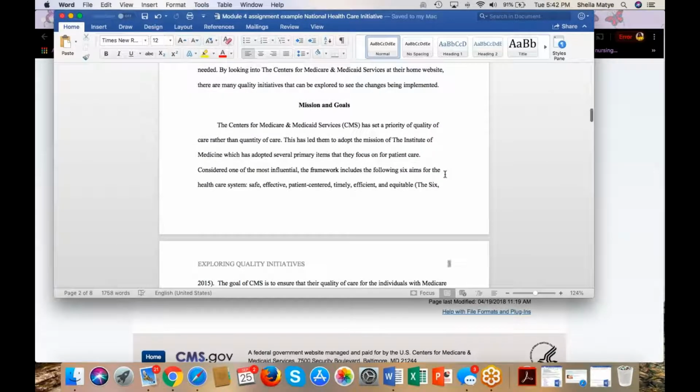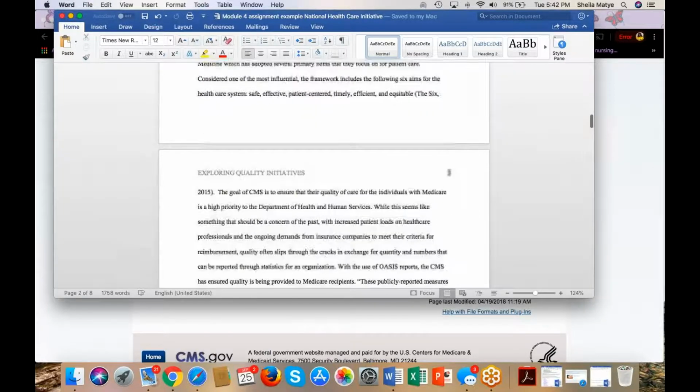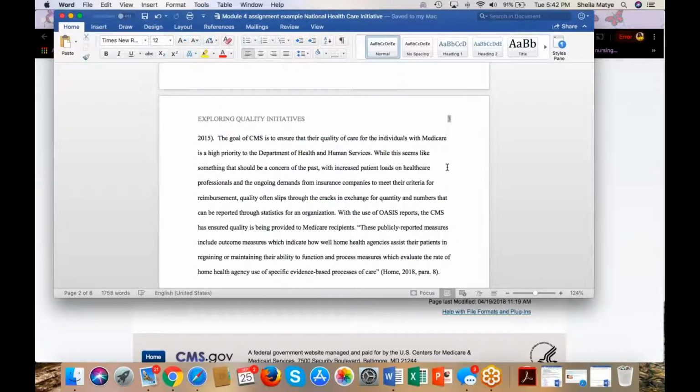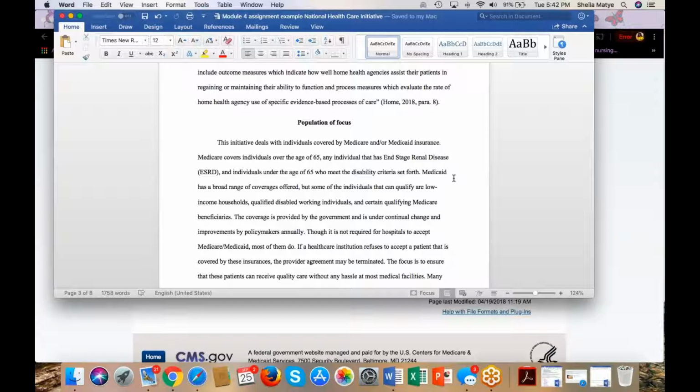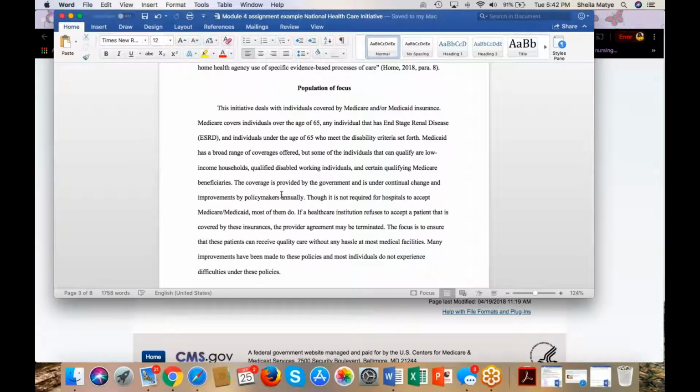So then mission and goals. So here it talks about Centers for Medicare and Medicaid Services has a set of priority of quality care rather than quantity of care. Institute of Medicine, IOM. So it just talks about the 6 aims of the IOM and their goal. Okay. Population of focus. Individuals covered by Medicare and Medicaid insurance. And then they could talk more about those patients over the age of 65, a little bit more into depth, talked about policymakers, hospitals, healthcare institutions.